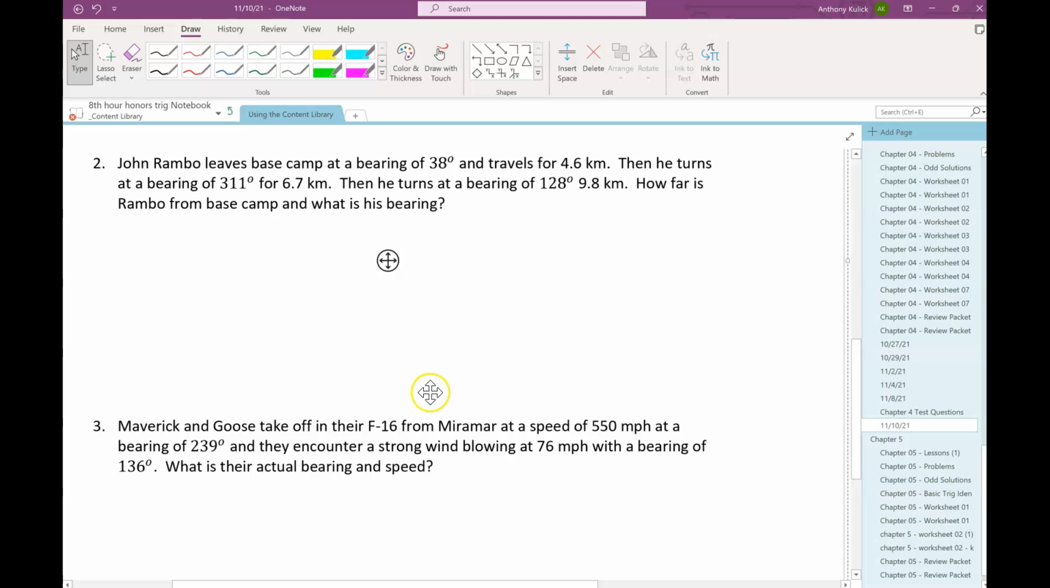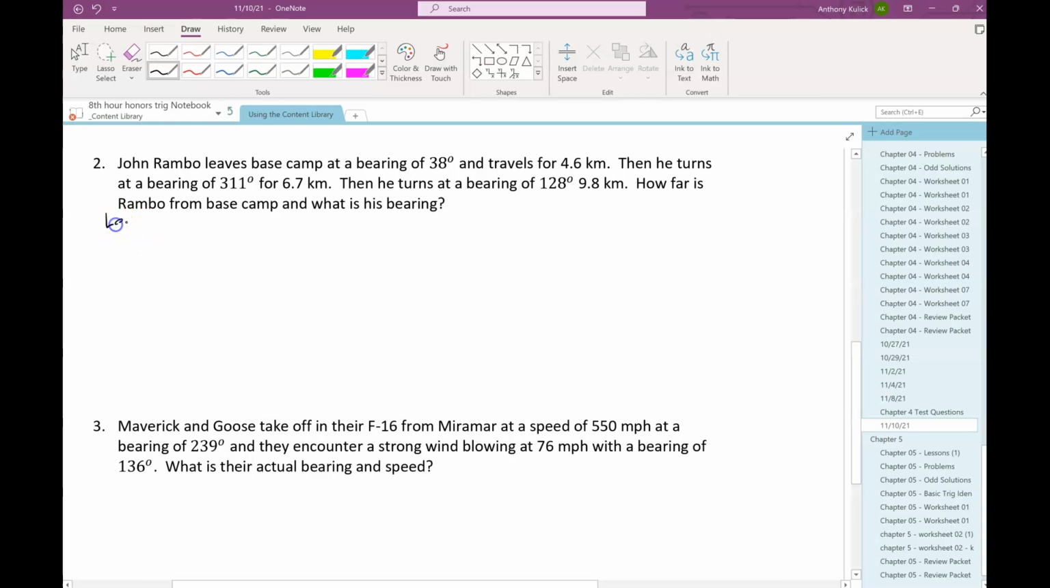Okay, so John Rambo leaves base camp at a bearing of 38 degrees and goes 4.6 kilometers, turns at a bearing of 311 degrees for 6.7 kilometers. Then he turns again at a bearing of 128 degrees for 9.8 kilometers. How far is Rambo from the base camp and what is his bearing? Okay. So when I read this, I just hear like basically we're taking a trip and we're doing 3 turns on the trip. So there's like 3 legs to our journey.